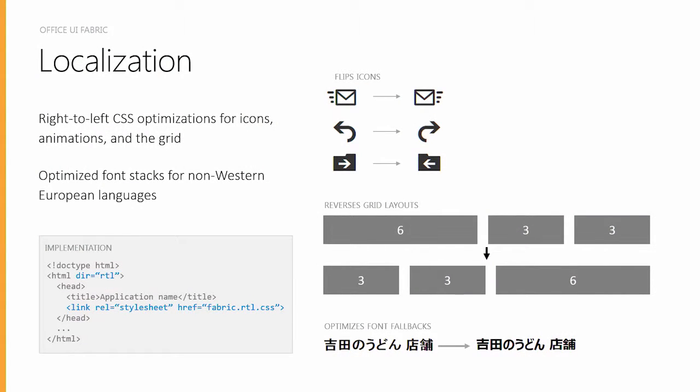Across all these different assets, we also provide localization support, such as flipping for RTL for directional icons, and the flipping of columns within the responsive grid in RTL mode. We also provide optimized font fallbacks, so that if you don't have the right font in some specific language, you'll fall back to one that'll still mesh with the design language well and look good.